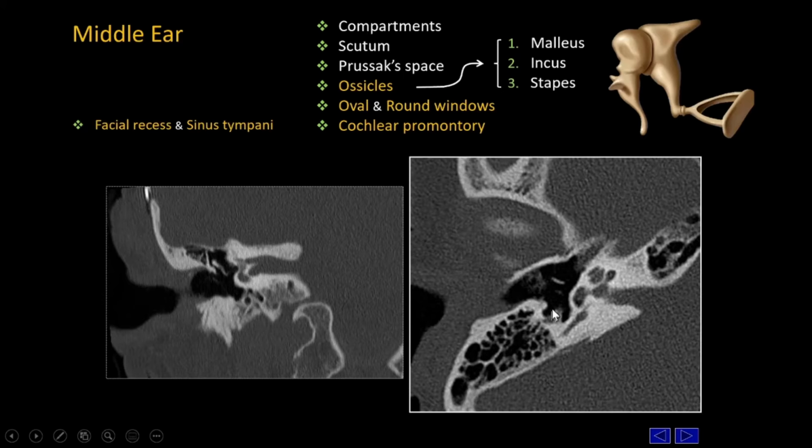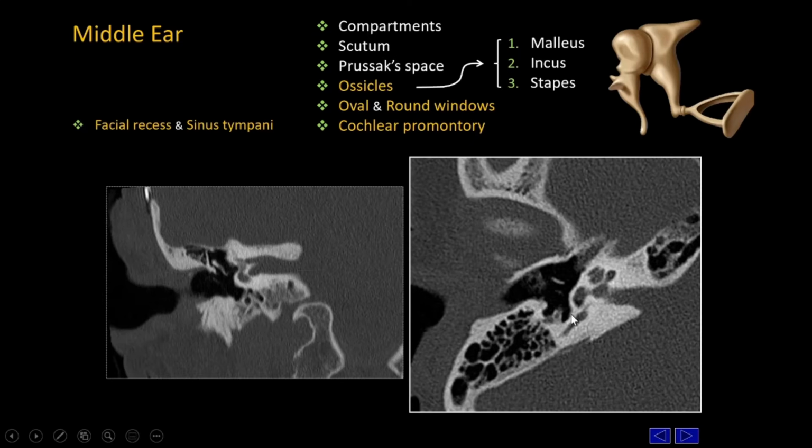Deep to the facial nerve is this recess called the facial recess or facial nerve recess. And more medial to the pyramid is the sinus tympani. You want to make sure that they are well aerated. You can imagine, because of those important structures, the facial nerve, the stapedius muscle, and the tendon right here, this is not a location that a surgeon can get into very easily. They have to be very careful about all these important structures right here.